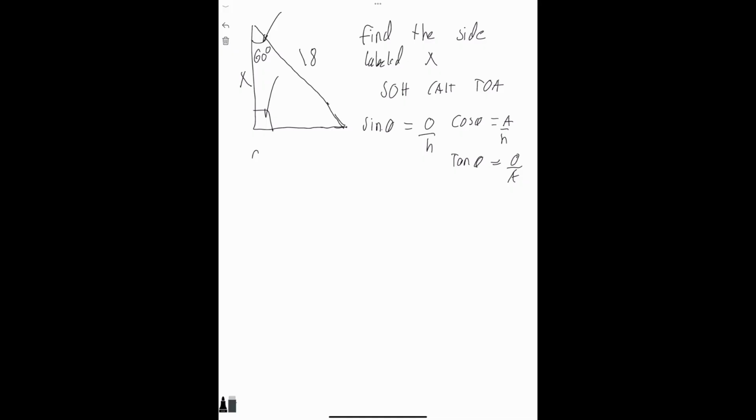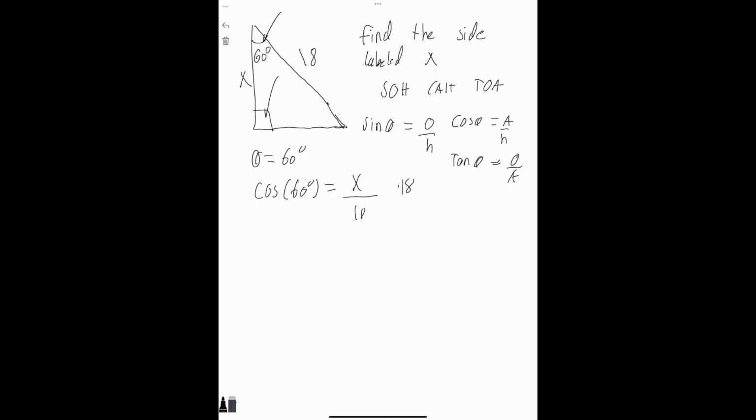So we're going to write tangent of 60 degrees equals, oh, that's wrong. Sorry about that. I meant to use cosine. Yeah, we need to use cosine. So cosine of 60 degrees equals our adjacent, which is x, divided by the hypotenuse, which is 18. So now we can rearrange with algebra. You can either divide by 18 or you can cross multiply, which I like to do. So you get x equals 18 times cosine of 60.